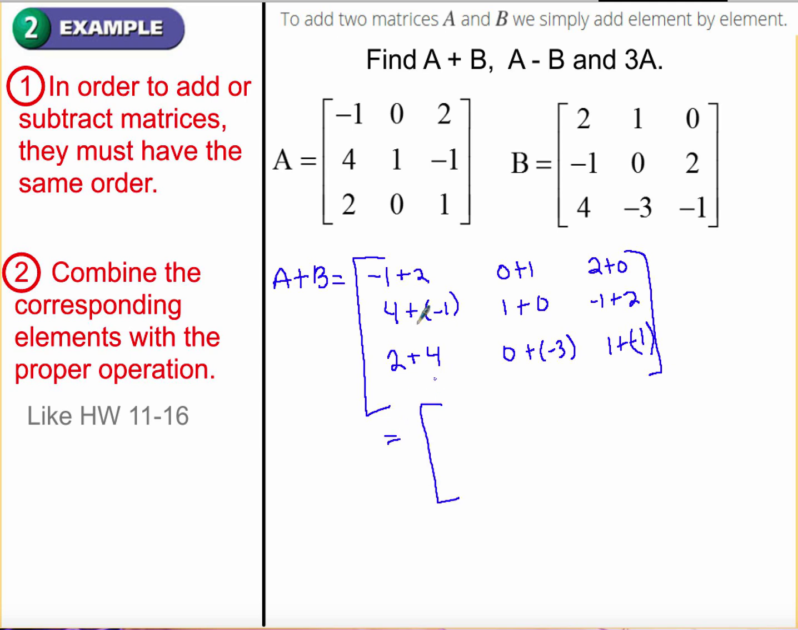I've got -1 plus 2, which is 1. 4 plus -1, which is 3. 2 plus 4, which is 6. 0 plus 1, which is 1. 1 plus 0 is 1. 0 and -3 makes -3. 2 plus 0 is 2. -1 plus 2 is 1. And 1 plus -1 is 0. This is the result of A plus B.